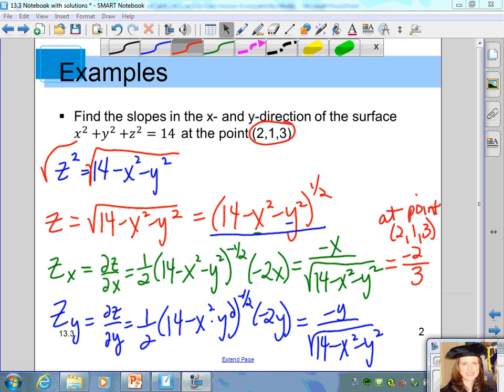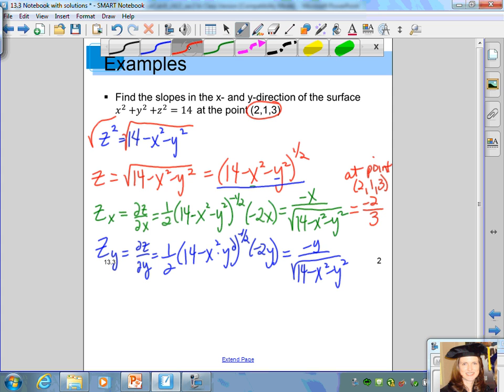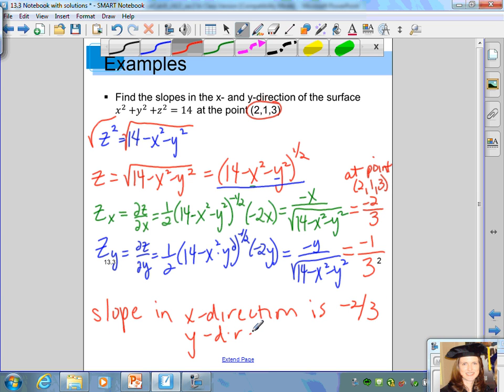And let's look at the slope in the y direction. If you're plugging in the point (2, 1, 3) in here, this is going to be a negative y, or negative 1, divided by the square root of 14 minus 2 squared minus 1 squared. The square root of 9 is 3. So the slope in the x direction is negative 2/3, and the slope in the y direction is negative 1/3.